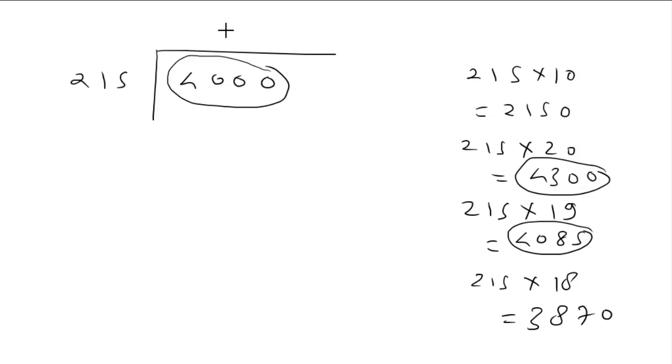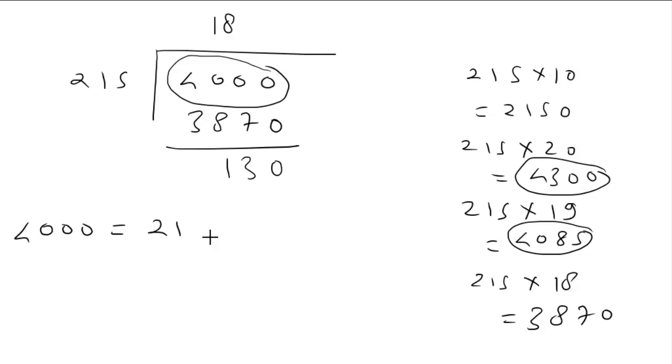So 215 times 18 is 3870, and the remainder will be 130. So we can say that the 4000 centimeter cloth is distributed into 215 centimeter by 18 pieces, plus 130 centimeter of the cloth will remain.